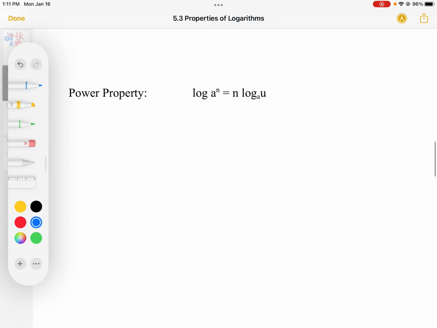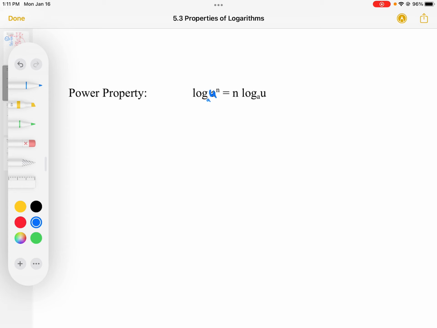And finally, the power property. I think I'm missing some notation here. This really should say log base a of u to the power of n is equal to n times log base a of u. I don't like the way any of this came out. This should also be a u here.